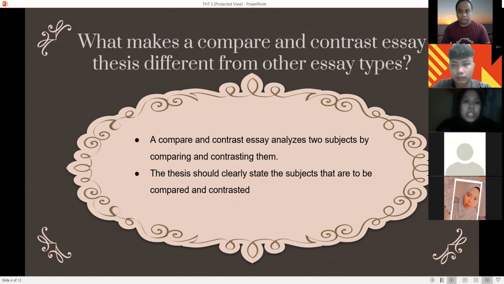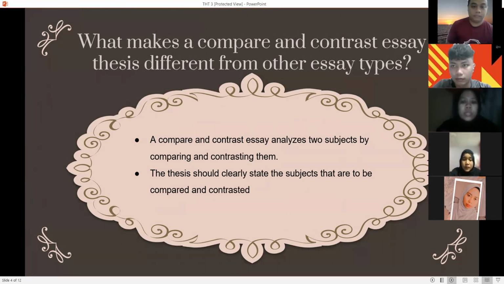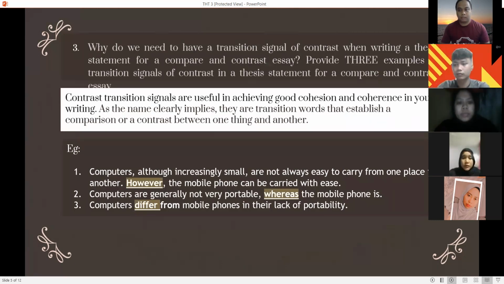Okay, the next question is what makes a compare and contrast essay thesis different from other essay types? So the answer is a compare and contrast essay analyzes the subject by comparing and contrasting them. And the thesis should clearly state the subjects that are to be compared and contrasted. Okay, I will pass the presentation to the next question.